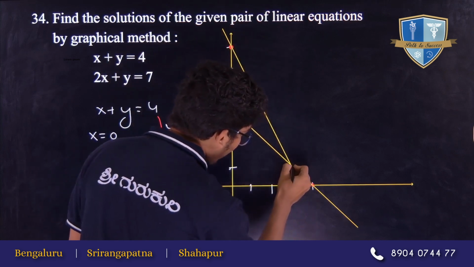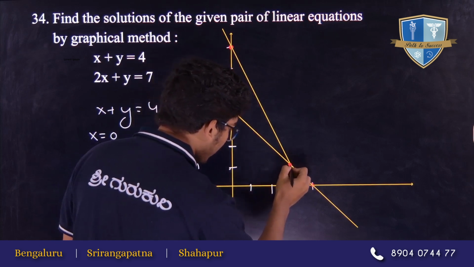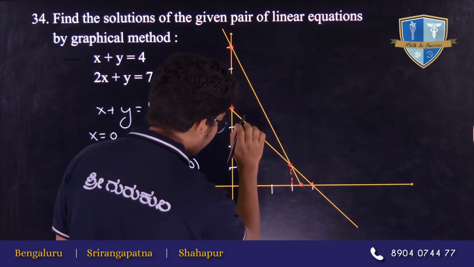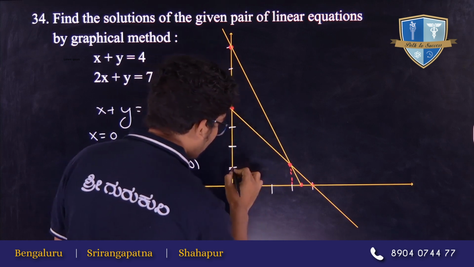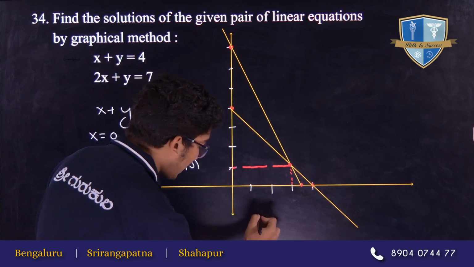So this is our point of intersection. The point of intersection will be our solution. Our point of intersection is (3, 1). So (3, 1) is our answer.